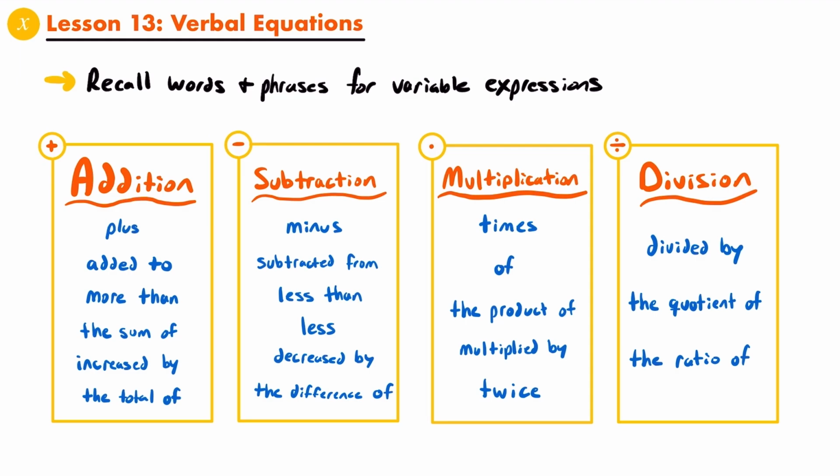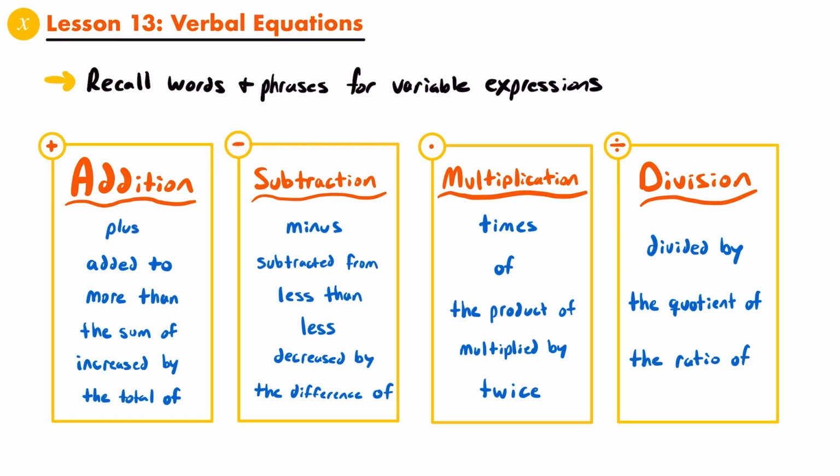And so as a quick review, before we talk about creating equations from sentences, let's review all of these different words and phrases, starting with addition. Remember that the following words and phrases refer to addition. We have plus, added to, more than, the sum of, increased by, and the total of. If you see any of those words or phrases, you are adding two values together. For subtraction, we have minus, subtracted from, less than, less, decreased by, and the difference of, or sometimes you'll see the difference between. Those are all words and phrases that refer to the subtraction of two numbers.